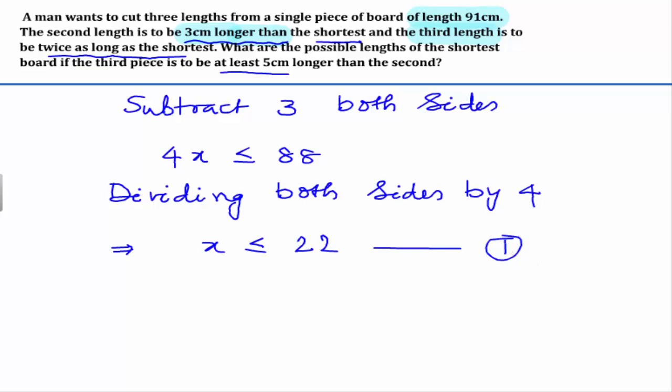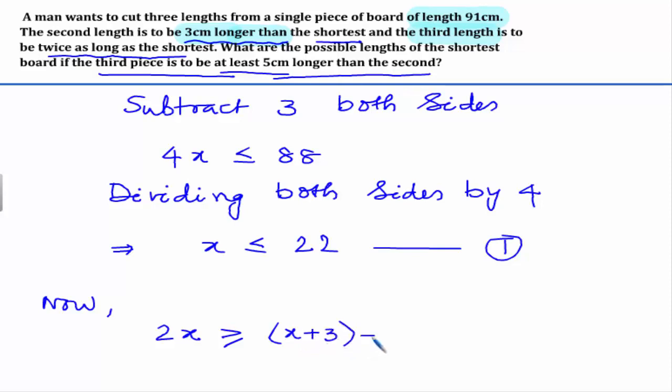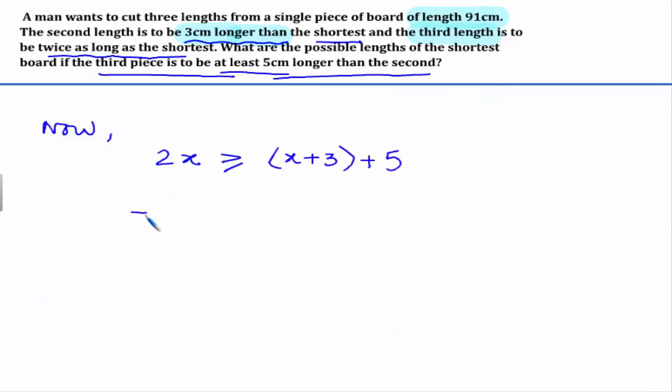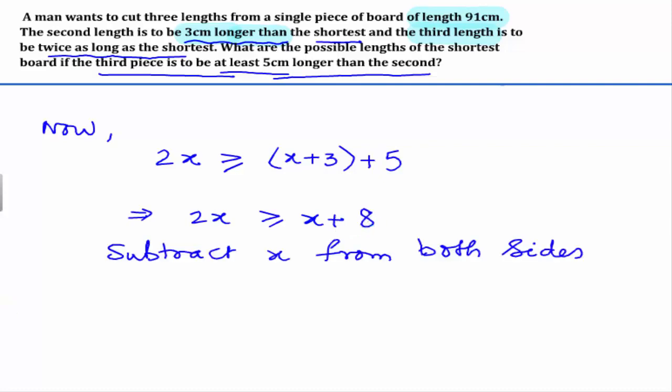Now, also given the condition that the third piece is to be at least 5 centimeters longer than the second. Now, the third piece 2x is greater than or equal to the second length x plus 3 plus 5. Now, if you simplify this, we get 2x greater than or equal to x plus 8. Now, if we subtract x from both sides, we get x greater than or equal to 8. This is the second condition.